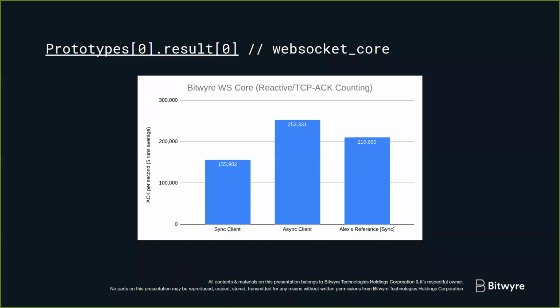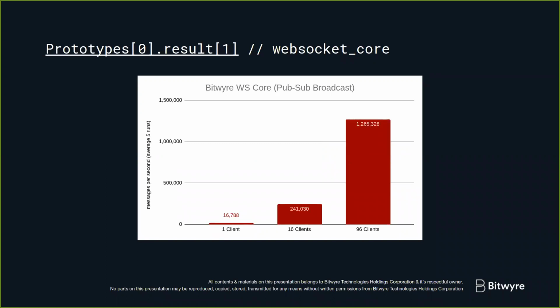I forgot to mention that WebSocket core has 3 features. The first is reactive WebSocket, where the client sends a message, sends a query, and then the server responds, and this is the result. The next one is pub/sub broadcast, which is quite fast. I did not find Alex's implementation, but this is mine with 96 clients. It can achieve 1,200,000 messages per second. But with only one client, it is only 16,000, because of the concurrency model I'm using.